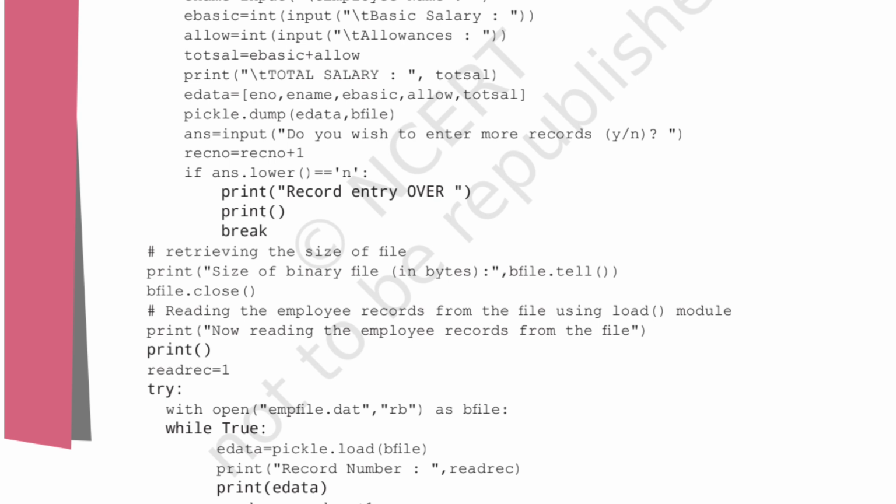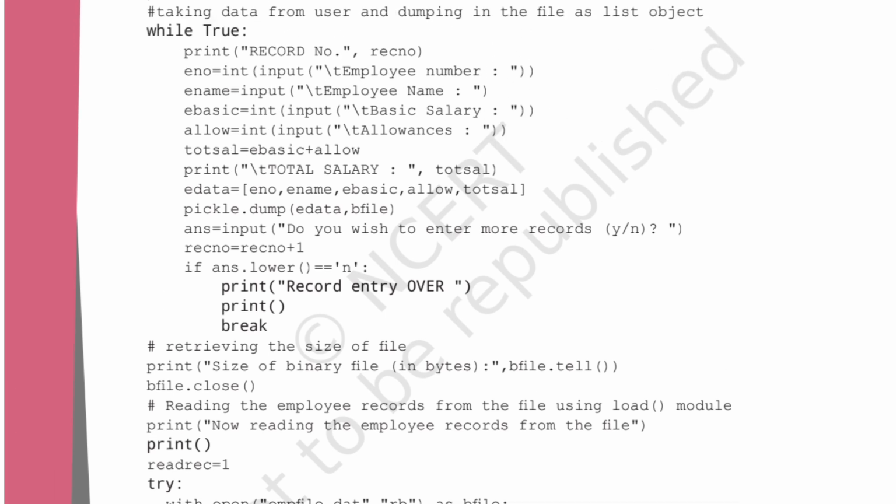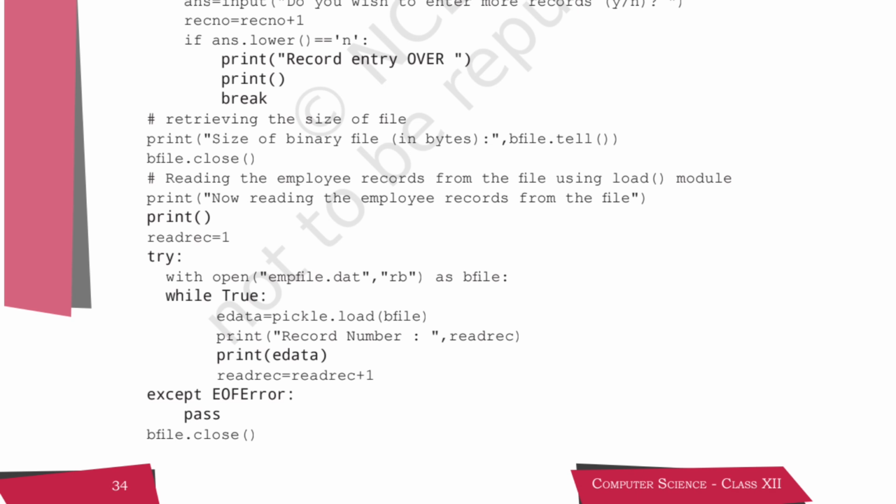Then again we are reading that file, and printing something. Then we are reading record, which is 1 over here. Then we use try, with open, reading the binary file as a binary file. Then we use while True, edata equals pickle.load bfile, that is the binary file. We are using loading, that is converting the byte stream back to the object.